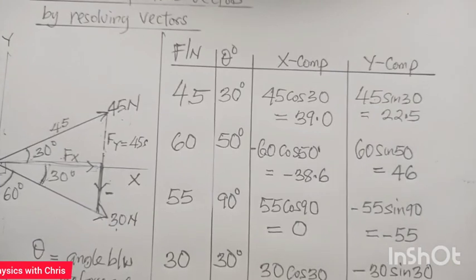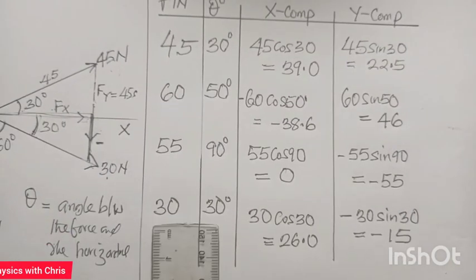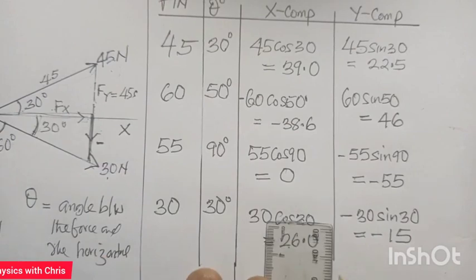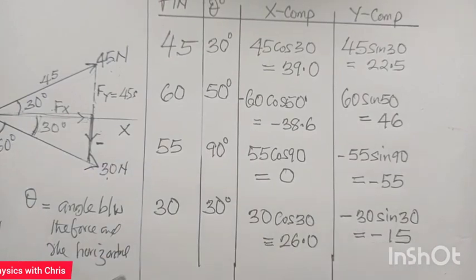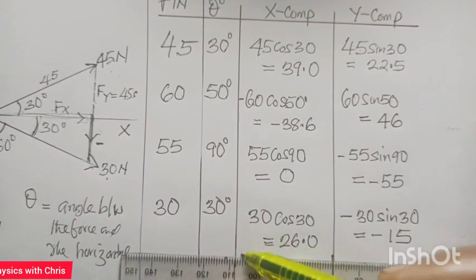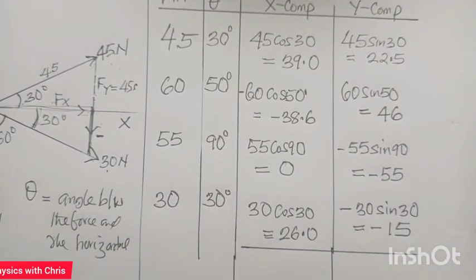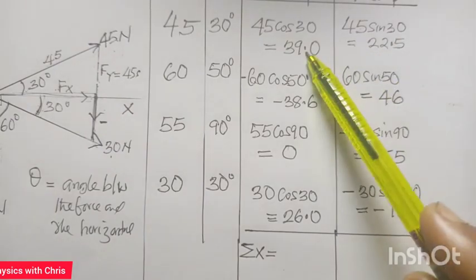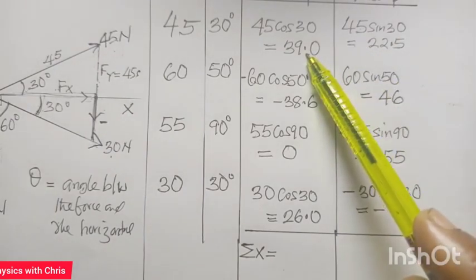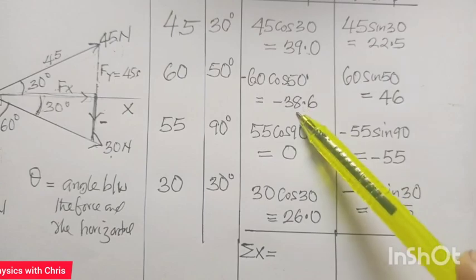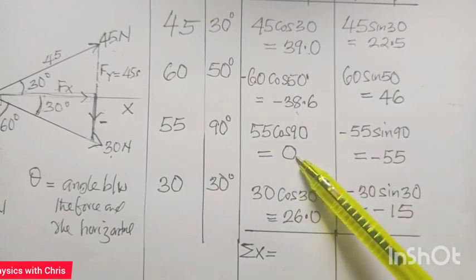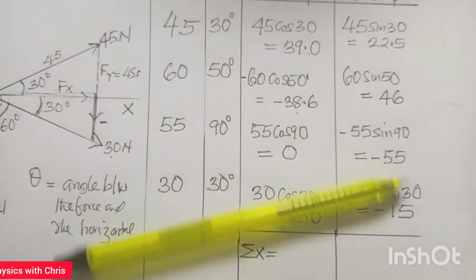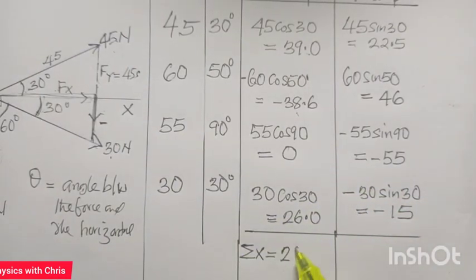So the next thing to do is to sum. I'm going to add up the sum of the forces acting along the x direction, and then the sum of the forces acting along the y direction, that is the vertical component. So I'll call this summation x. I'll add 39 to minus 38.6 to 0 and to 26. If I add that, it gives me 26.4.